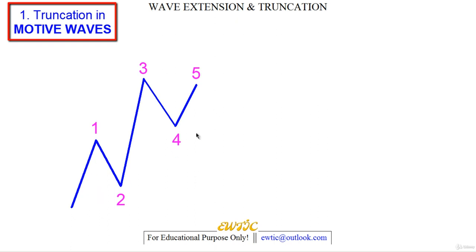So the truncation generally means the failure to reach the extreme of prior move, right? So this is 1, 2, 3, 4, 5. Wave 5 has truncation with wave 3 here in this impulse wave, right? So in a diagonal, the truncation cannot happen, okay? The truncation is not allowed in the diagonal, right?